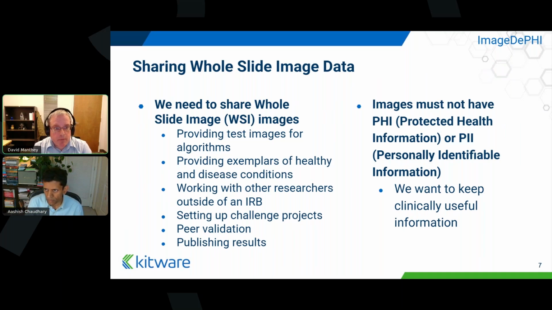There's a whole variety of reasons why you might share images. Some of this might be providing test images for algorithms, or even just feeding them through algorithms where the tools are not run in a secure environment where you can have PHI. Some of it's providing exemplars of health and disease conditions. So like if you have a fellow researcher or a junior researcher, you want to say this is a good example of a sclerotic glomeruli or something, you can give that, and you need to make sure that that's something you can just give them without worrying about how that gets used.